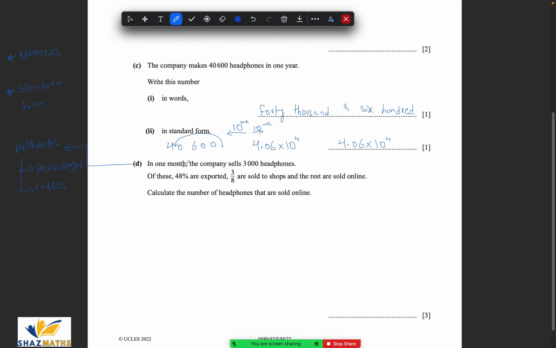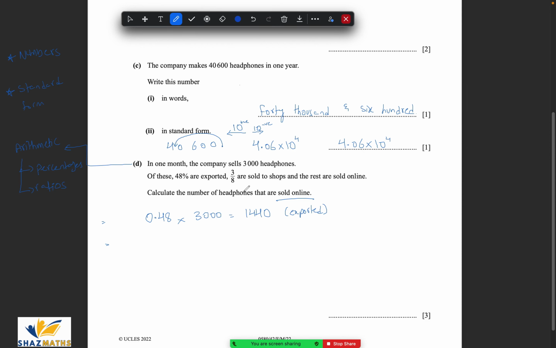Let's do it now. It says the total number of headphones are 3,000, 48% are exported, 3 by 8 are sold to the shops and rest are sold online. We have to find how many of them are sold online. So let's quickly calculate. If 48% are exported, that means it should be 0.48, that is 48% of 3,000. And if I calculate it, it's going to be 1440. So these are exported.